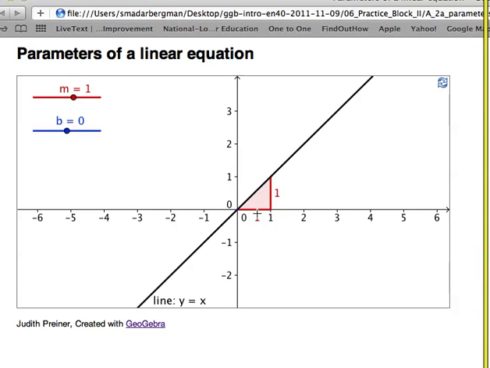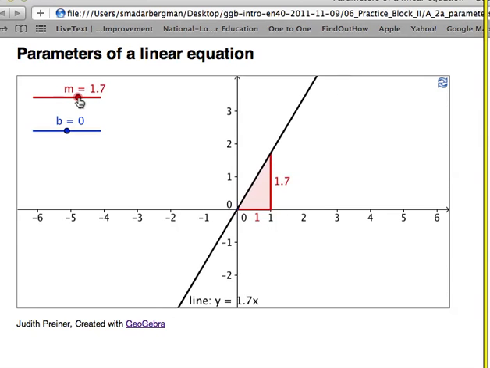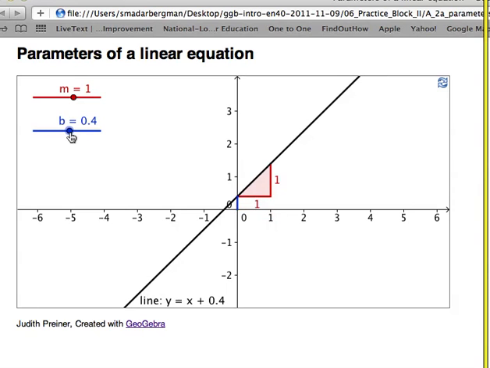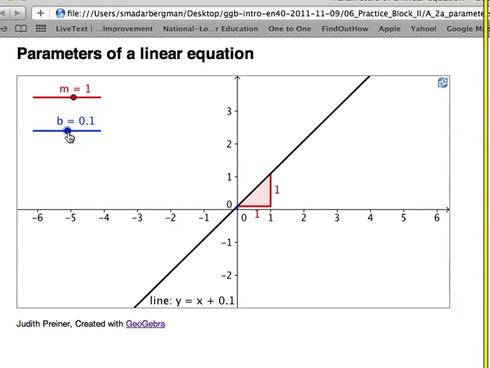Look at my cursor. Notice that we have an XY coordinate system. On the side, we have red and blue sliders that have a large dot in the middle. The red slider changes m, which is the slope of a line, by moving the dot left or right. The blue slider changes b, which is the y-intercept, by moving the dot to the left or right.